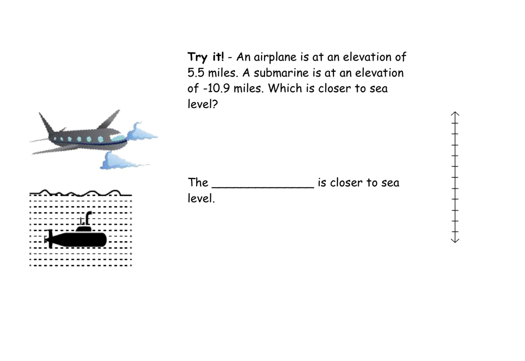Now to wrap up the lesson, let's have you try one last problem. An airplane is at an elevation of 5.5 miles and a submarine is at an elevation of -10.9 miles. Which is closer to sea level? And explain. Once you've attempted this problem, go ahead, hit play again, and I'll show you the answer for your last try it.